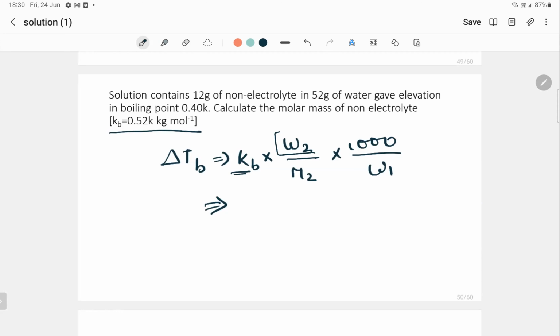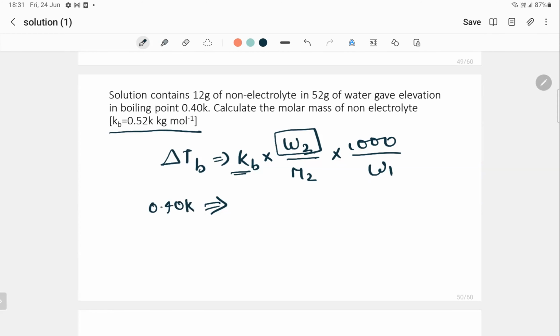What is your given mass of the solute? Is it 12? Molar mass is what we need to find out. So here, 1000 divided by 52. Yes, do it. Come on. I have given everything.